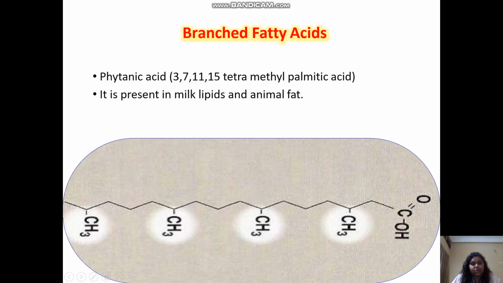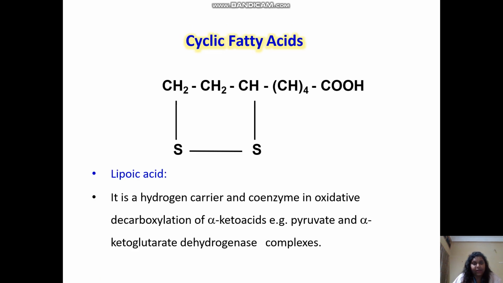Now, phytanic acid, 3,7,11,15 tetramethyl palmitic acid. It is present in milk lipids and animal fat. Then cyclic fatty acids, that is the lipoic acid. It is a hydrogen carrier and coenzyme in oxidative decarboxylation of alpha ketoacids, for example, pyruvate and alpha ketoglutarate dehydrogenase complexes.